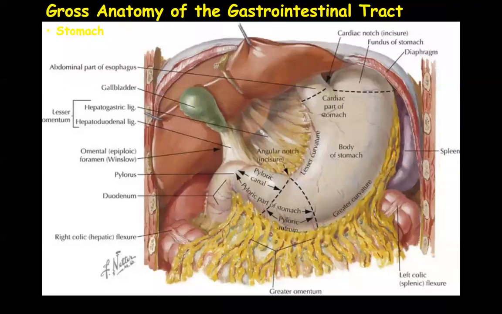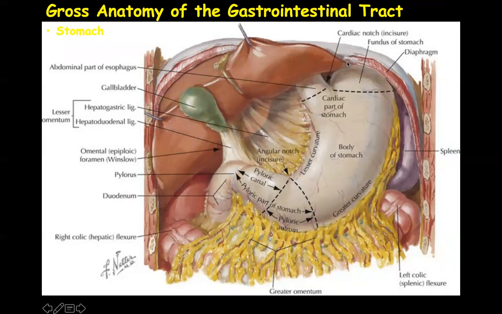If we start looking at the stomach, it is that enlarged J-shaped region of the GI tract immediately following the esophagus. There's the end of the esophagus and the start of the stomach. There are several regions to the stomach. The first is this part right here that receives food from the esophagus. That's the cardiac part of the stomach.